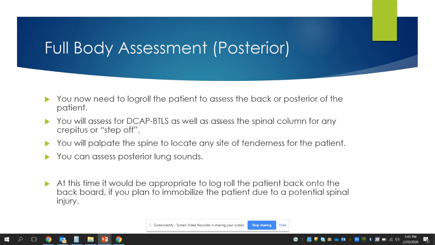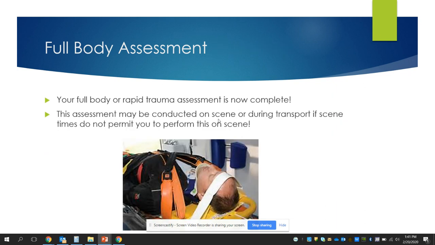And then if this patient was going to be put onto a backboard, we would take this opportunity now to log roll them back onto the backboard, whether we're going to move them with it or whether we're going to be able to completely immobilize the spine. We would do that at this point. Now, if this is where we're at, then we're done with that full body or rapid trauma assessment. And even though it took me a few minutes to talk about this, it might not take you so long once you get in the habit of doing it out in the field, okay?